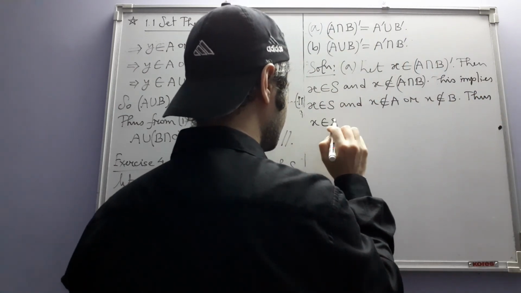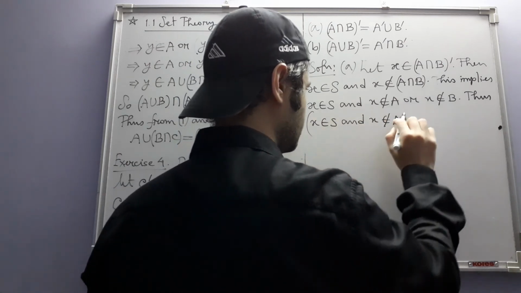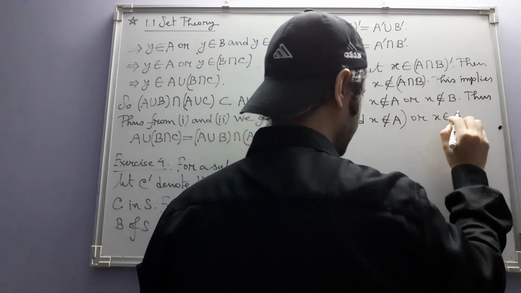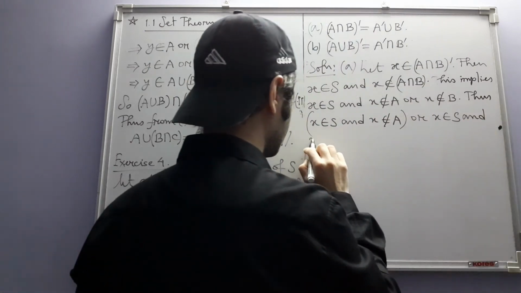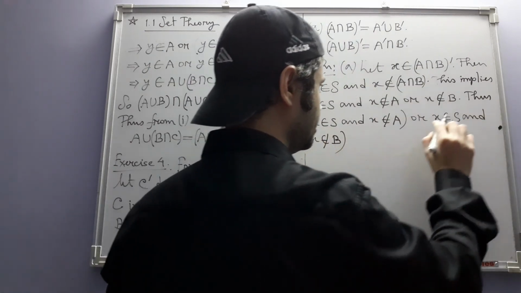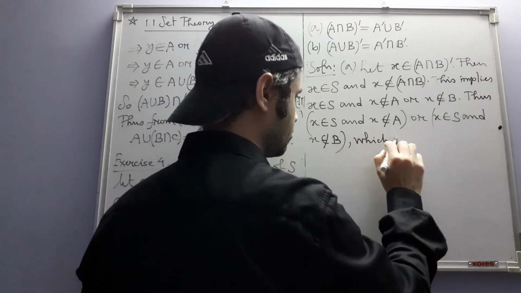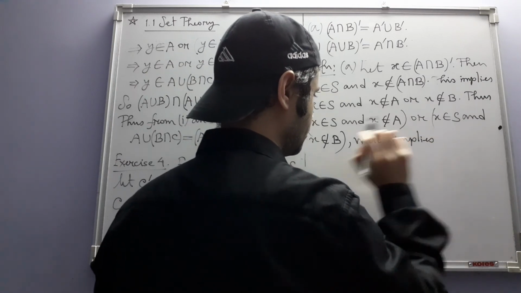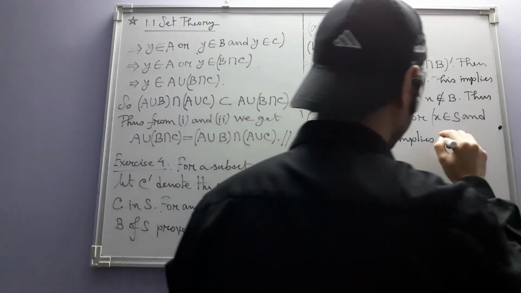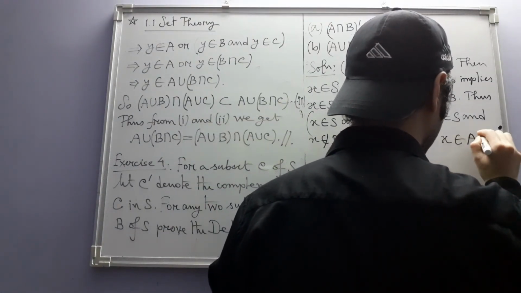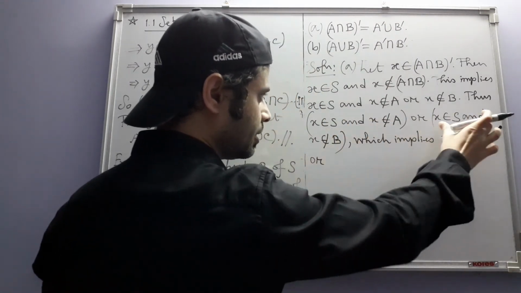Thus X belongs to S and X does not belong to A, or we can write this whole situation like this: and X does not belong to B. Which implies this means X is in the complement of A, prime, or, and this means that X is in the complement of B.